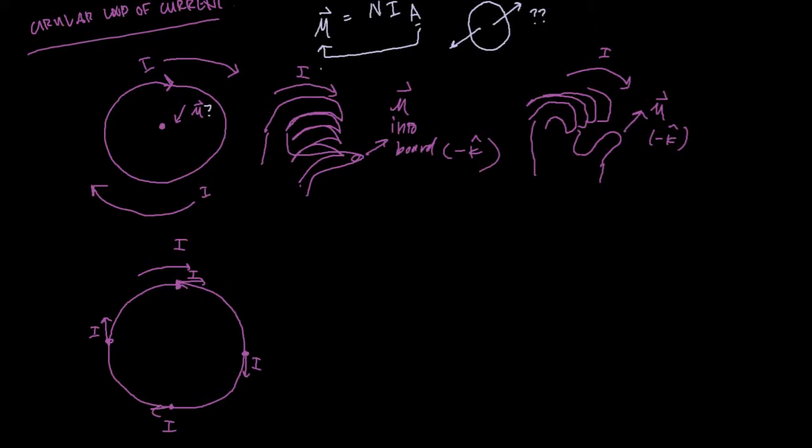So let's do this one at the top first. We're going to put our thumb in the direction of the current, okay? So that's going to be in the positive x direction. And then we're going to see which way our fingers curl, okay? And our fingers curl this way, straight up and over. So if I wanted to draw a picture of what the magnetic field looks like at this point, I would draw something that's like this.